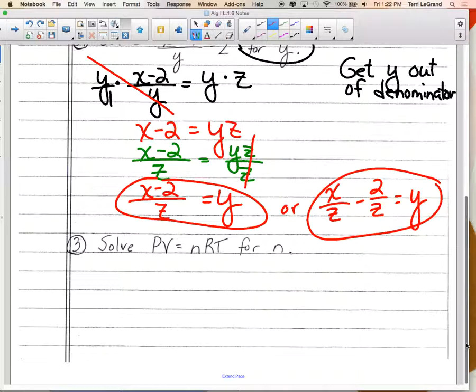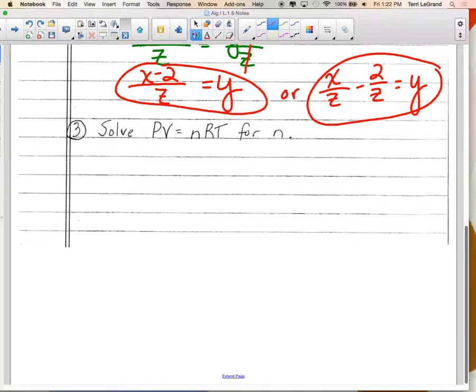Okay, last one. Solve capital P, capital V equals little n, capital R, capital T. Uppercase stays uppercase, lowercase stays lowercase, don't switch them around, make sure you can tell what they are. We need n by itself. Anybody think they know what we could do? What do you think we could do in this one?